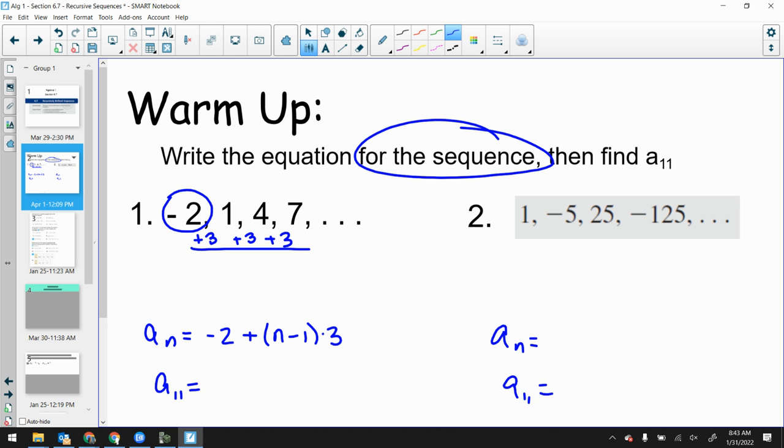N still plugged in. Now, if you have friends in Mr. Delap's or Mr. Westfall's class, they have to do more work on this. They distribute it in and simplify. I'm not going to make you do that because if you put this answer in the box in the end of the course test, you're still going to get it right.